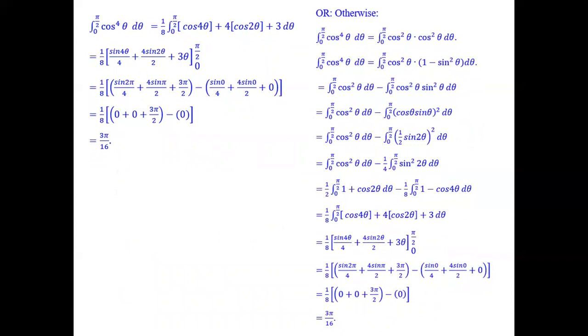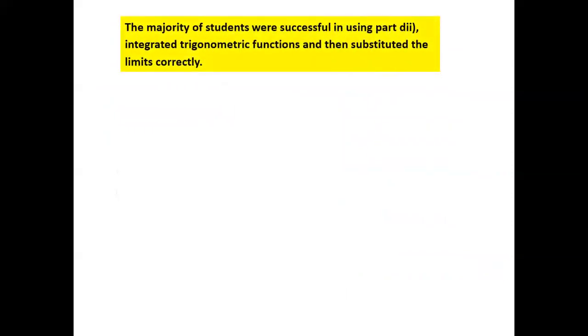If they don't use the 'hence', if they do it otherwise, it would take a lot longer because they have to break up cos to the 4 into cos squared, and as you can see, they end up with the same expression anyway towards the end, but with many, many more steps in between. The majority of students were successful in using part 2, integrating the trig functions and substituting the limits correctly.